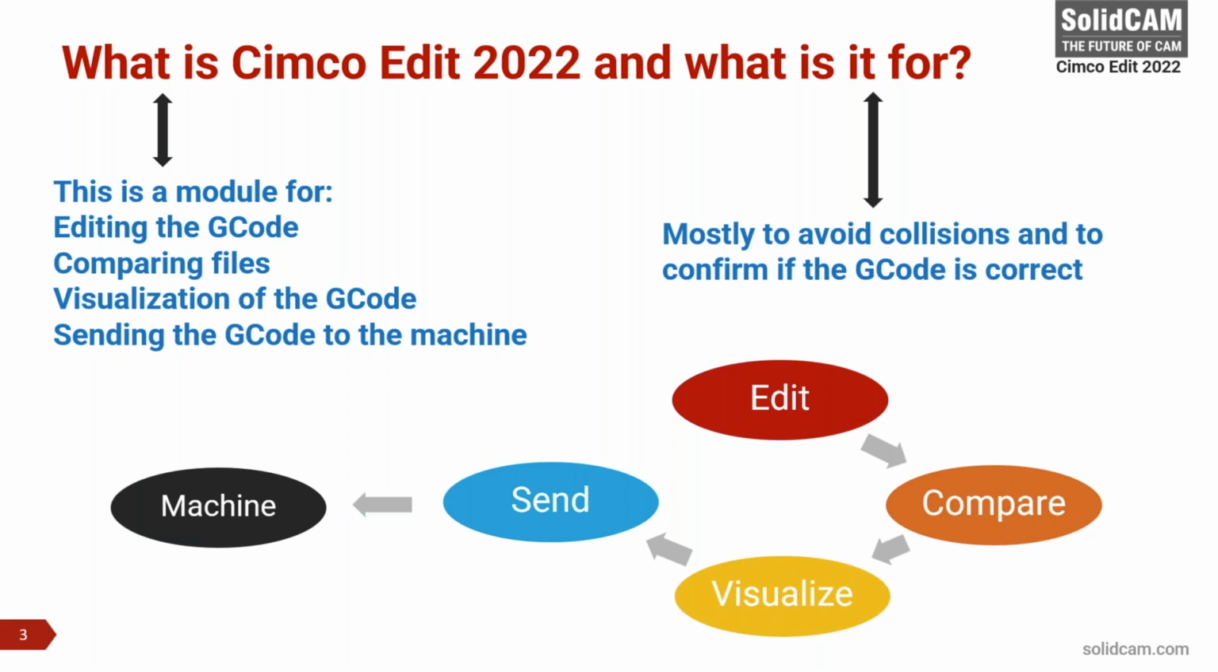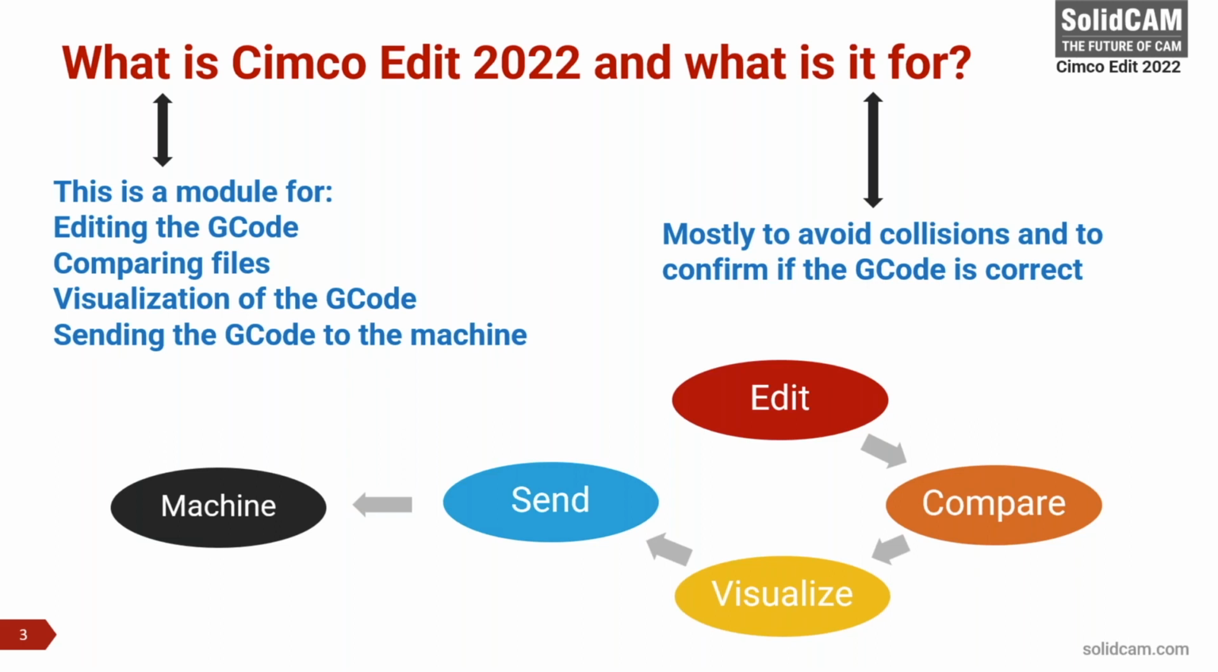So we have two options here. One, CIMCO is used for editing the G code. It can be used for comparing two NC files. You can visualize the G code by backplotting the toolpath from the G code, and of course, sending the G code to the machine.